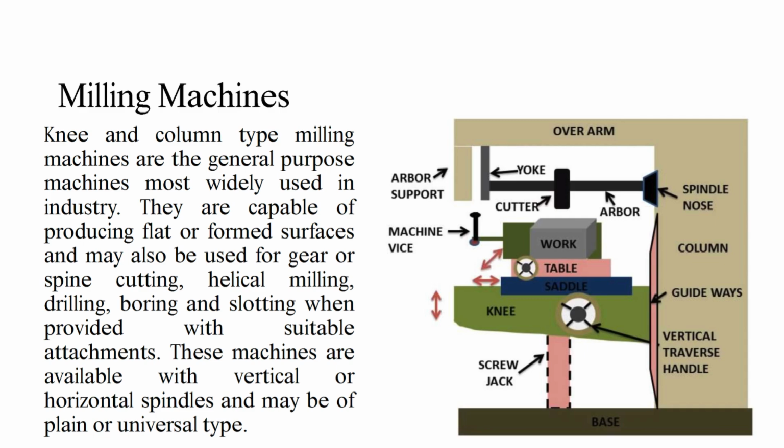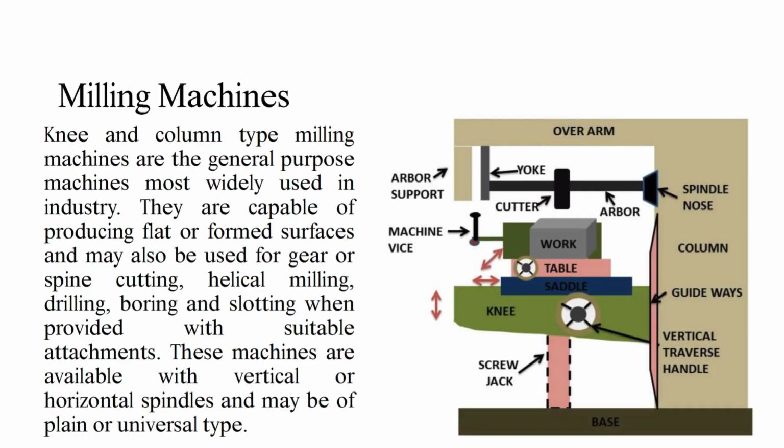Now let's look at a detailed diagram of a typical milling machine. We'll go through each part to build a clear picture in your mind. We start at the top with the overarm. Connected to that is the arbor support, which has a yoke. Below that we see the cutter mounted on the arbor. On the table we have the machine vise, which is holding the workpiece. The work is sitting on the table, which is on the saddle.